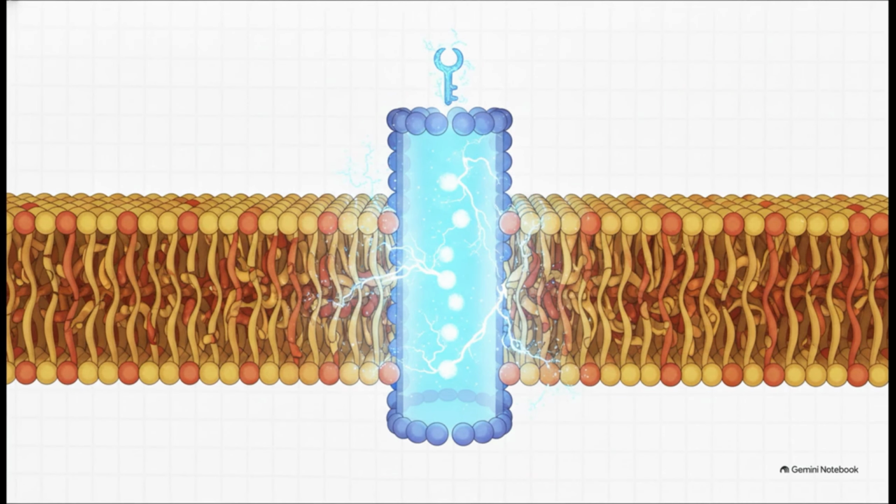On the flip side, we have channel proteins. Instead of binding and flipping, channel proteins essentially just open up a hallway. They create these hydrophilic pores directly through that fatty hydrophobic bilayer. Now, they are selectively permeable based on size and charge, and a lot of them are gated.